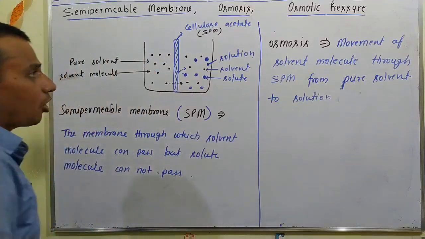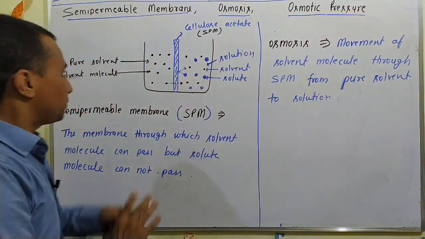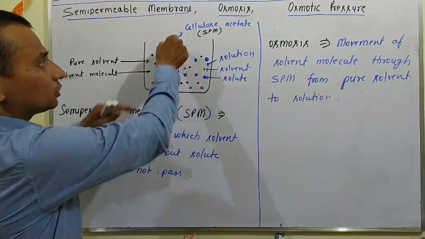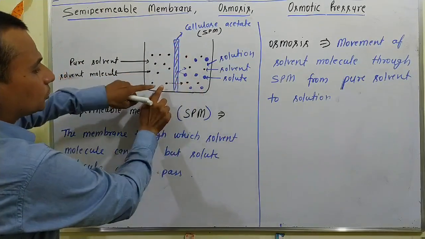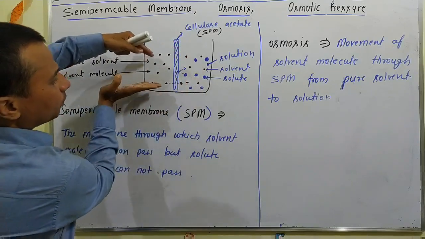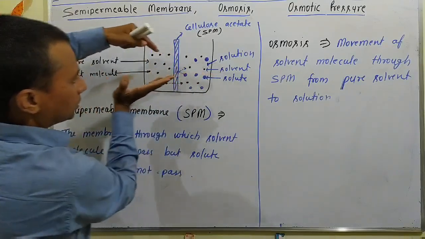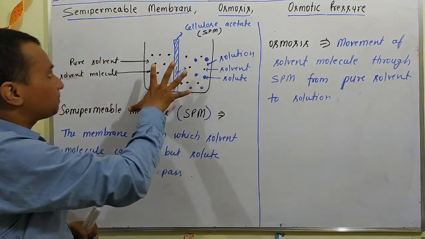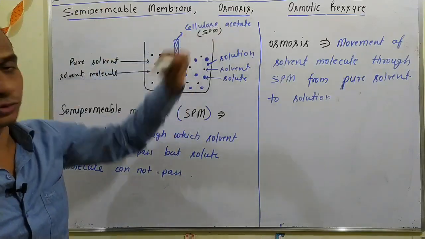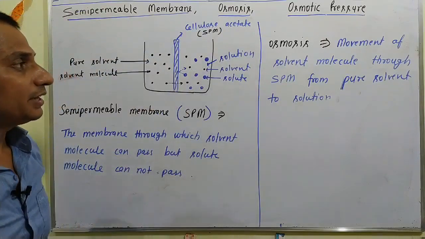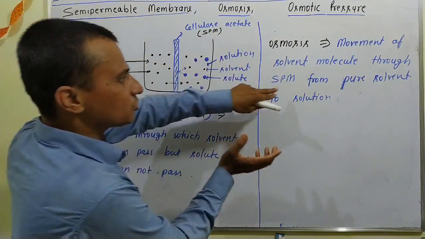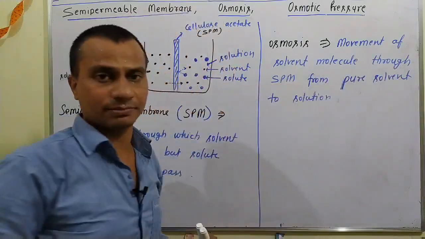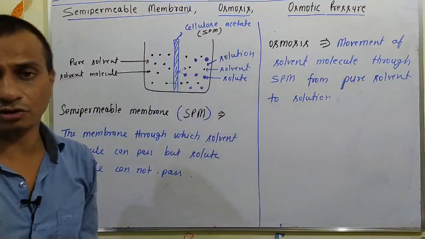Osmosis is a process in which, when solvent is separated from solution through a semi-permeable membrane, the solvent molecules move from pure solvent to solution. This process is called osmosis. In short, you can define it as the movement of solvent molecules through SPM, semi-permeable membrane. This is also called osmosis.